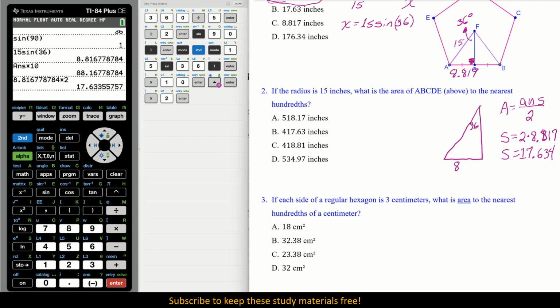We know that this is 8.817. This is 90 degrees. Oh, and we have 15 right here. Well, if we know two of the angles, then we know this third angle is 54 degrees. And we are looking for A. We need A. Okay, let's just apply the same thing we did before and let's find the value of A.